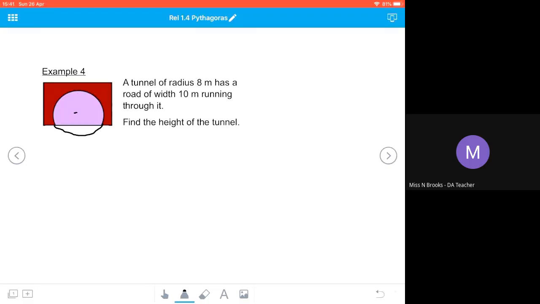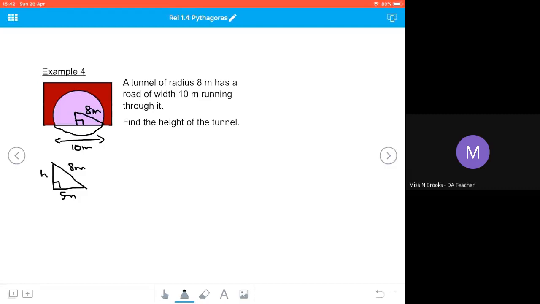Now, the question is telling me that I have a radius of 8 meters. So I know that any point from the center to the circumference is going to be 8 meters. And it's telling me that the road, from one side of the chord to the other side of the chord, is 10 meters. So I can make my right angle triangle by halving that 10 meters. So if we draw our sketch, we've got 8 meters on the long side, we've got 5 meters on our short side, and we'll call the height of the triangle H.